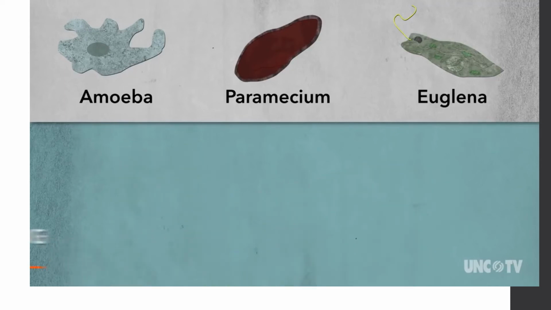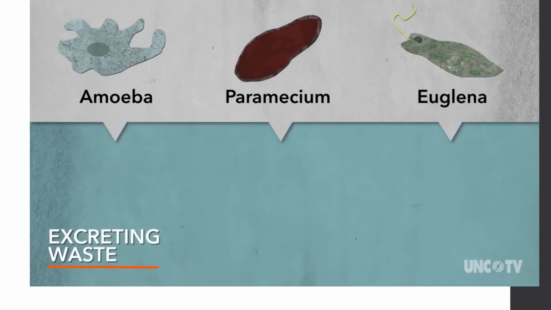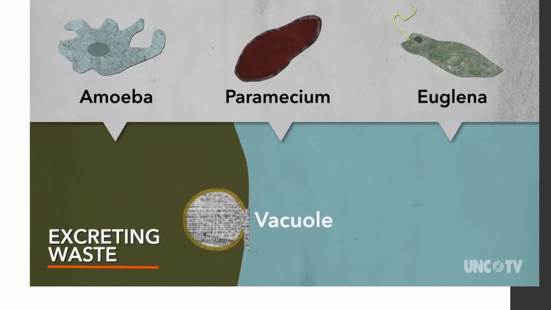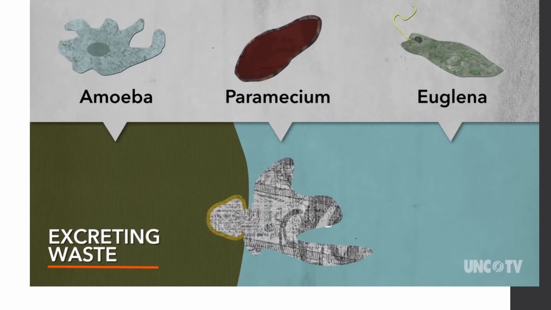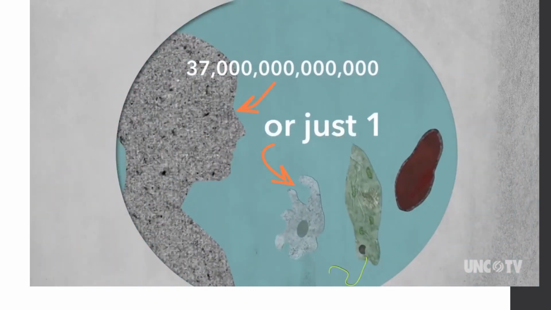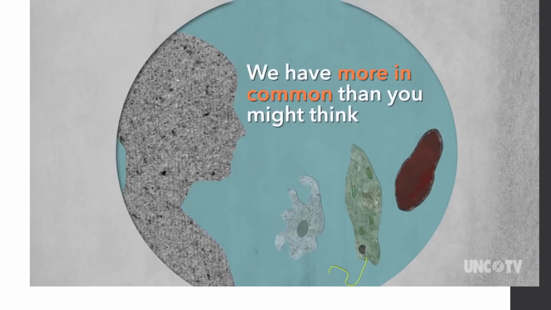And when it comes to excretion, amoeba, paramecium, and euglena all tackle it using vacuoles, little organelles that collect waste and contract to squirt it out of the cell. So whether it's a group of 37 trillion cells or just one, we have more in common than you might think.